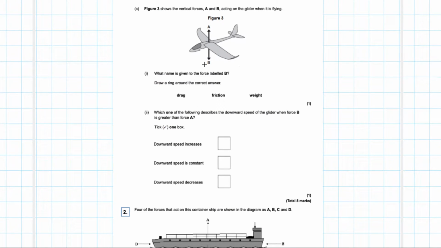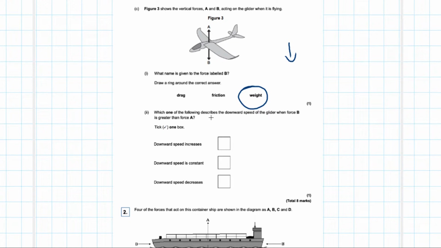Part C, figure 3 shows vertical forces acting on the glider when it's flying. What is the name given to the force labelled B? B is acting downwards, and anything that acts directly downwards on an object is the object's weight due to gravity. So that's the force that is acting on the object, and that force will be B.